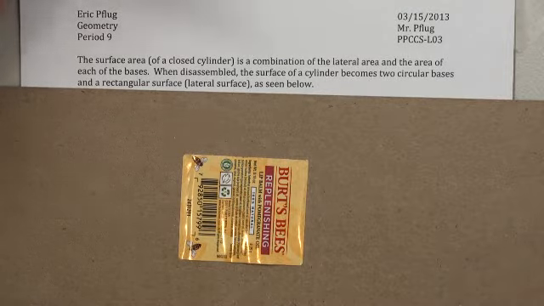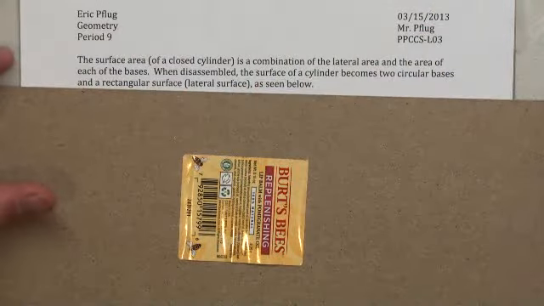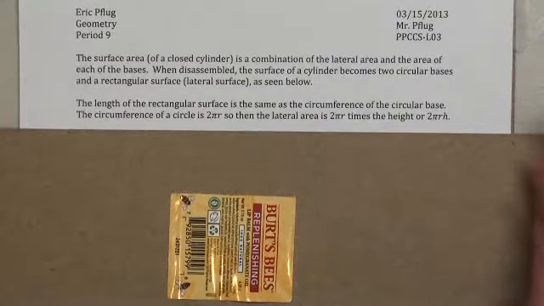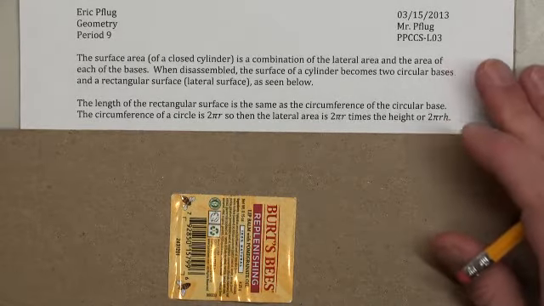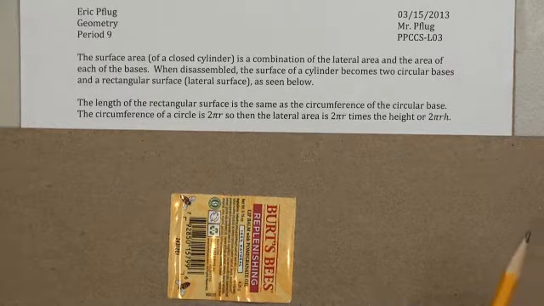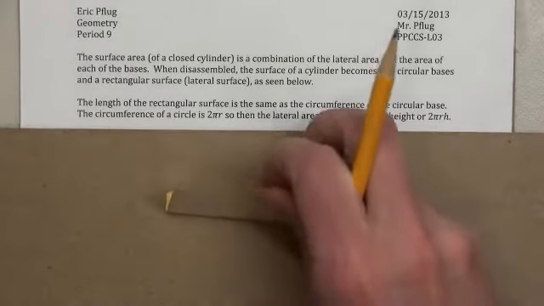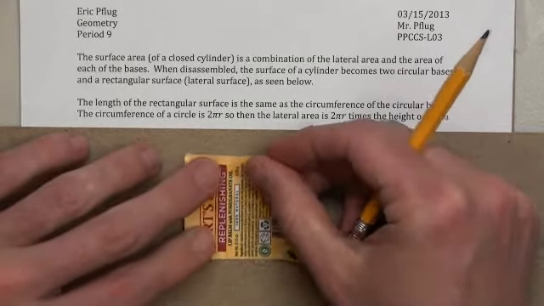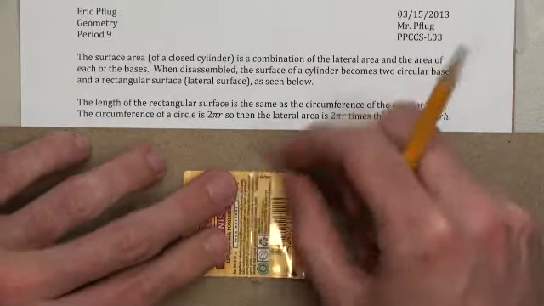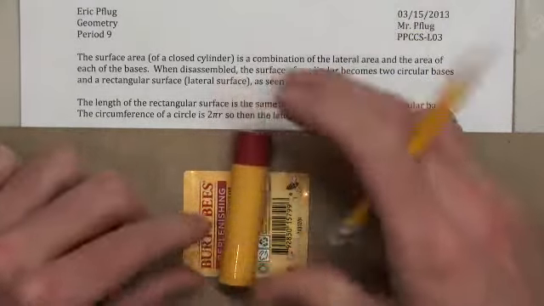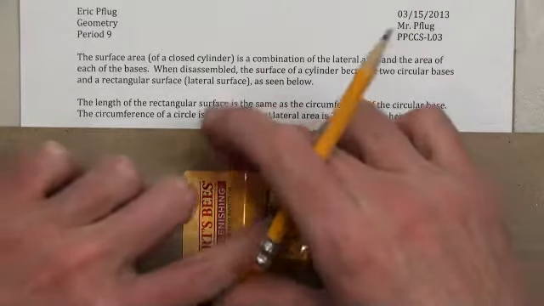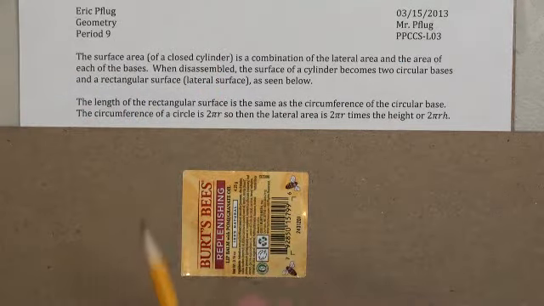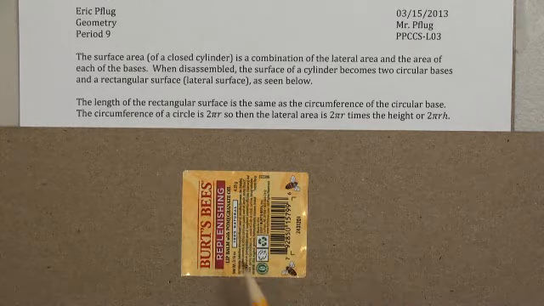Okay? So let's go back to our notes for a second. And before I draw the picture of this a little bit more detailed, let's write a few more things down about surface area. Now, the length of the rectangular surface, so the length of this thing, right? What I did was I took this area and I rolled off the label. So this is the lateral area around the outside. That's the rectangular surface. As you can see, it's a rectangle.